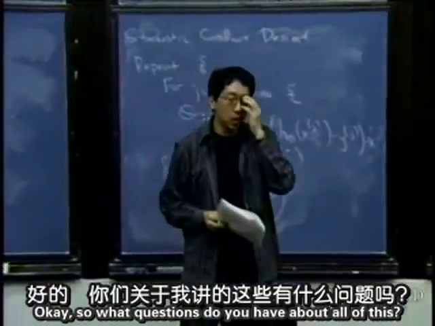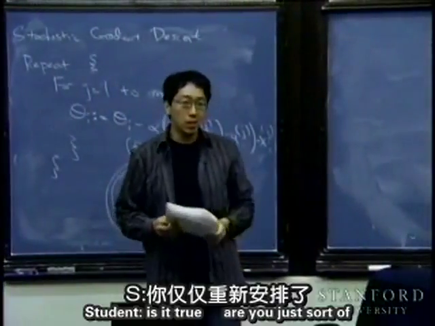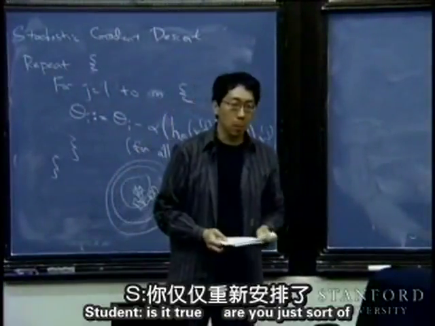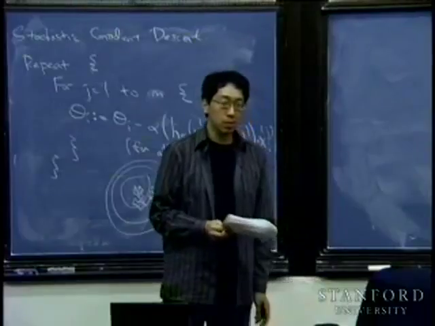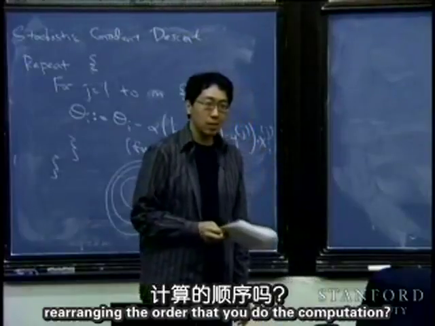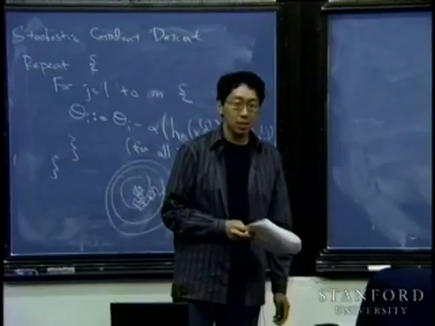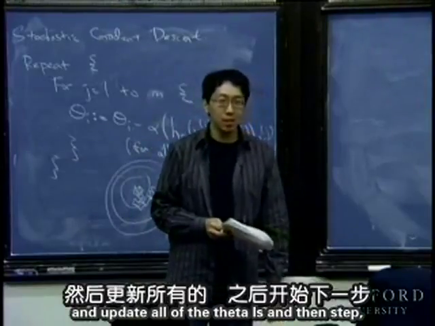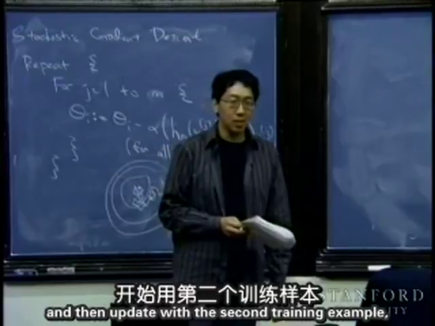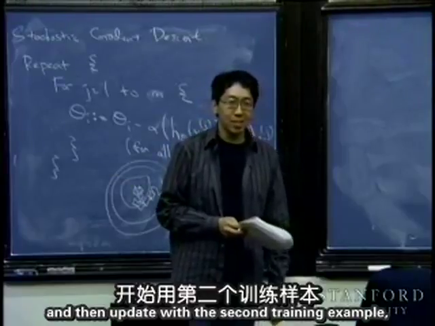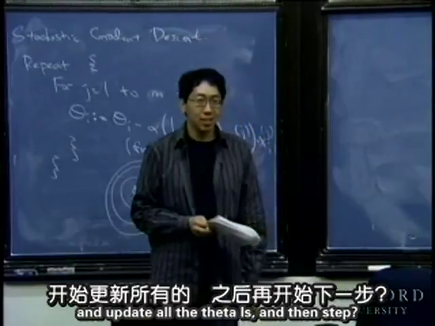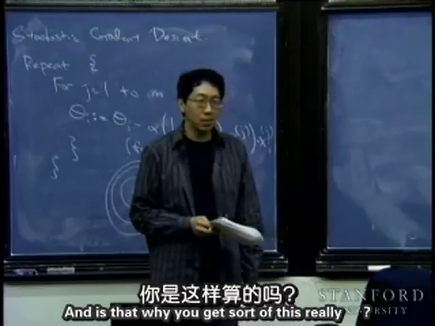So what questions do you have about all this? Yeah. So in stochastic gradient descent, are you just rearranging the order that you do the computation? Like, do you just use the first training sample and update all of the theta i's and then step, and then update with the second training example and update all the theta i's and then step? And is that why you get this squirrely behavior?